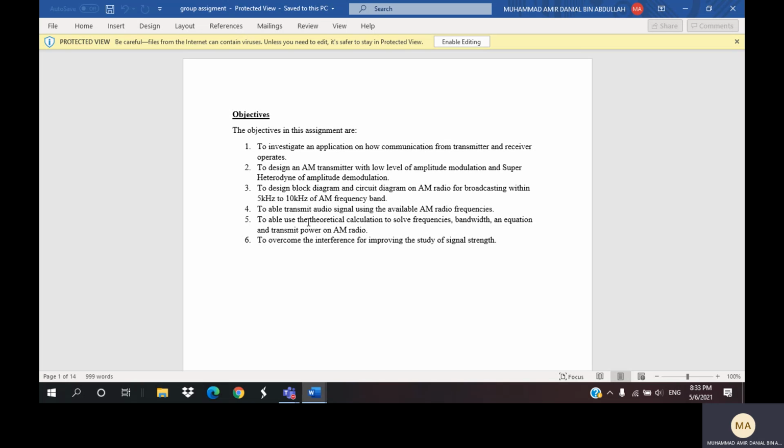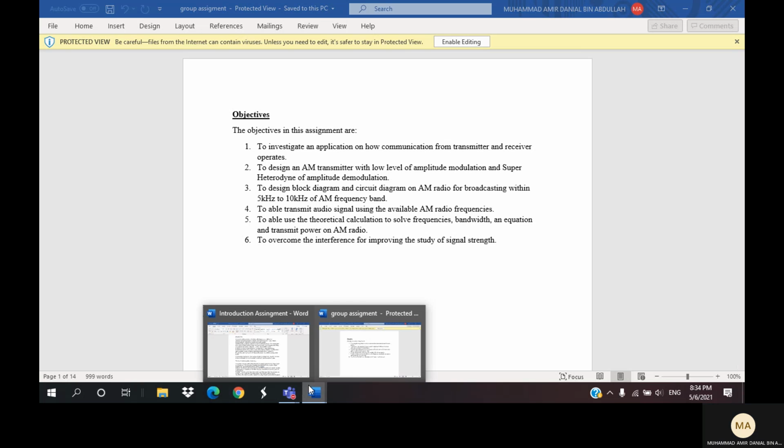AM frequency band. Fourth, to be able to transmit audio signal using the available AM radio frequency. Fifth, to be able to use the theoretical calculation to solve frequency, bandwidth, equation and transmit power of AM radio. And the last, to overcome the interference for improving the study of signal strength.